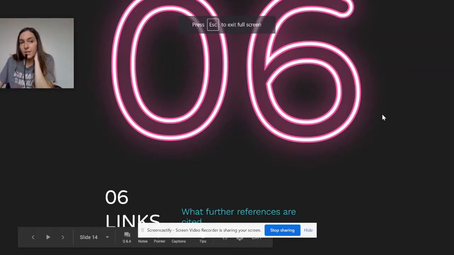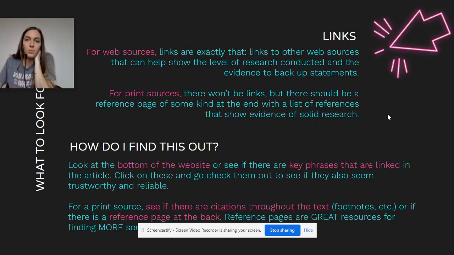The last thing to consider is links. And for websites, it's going to be actual links, exactly what you would think it would be. And for print sources, it's going to be a reference page of some kind at the end, kind of like a bibliography page. So how to find whether your source is linking things. If you go to a Wikipedia page, for example, and you go all the way to the bottom, you're going to see references. And so those are at the bottom of the site. Some of those things are linked and some of them are not. So some of them might be book resources.